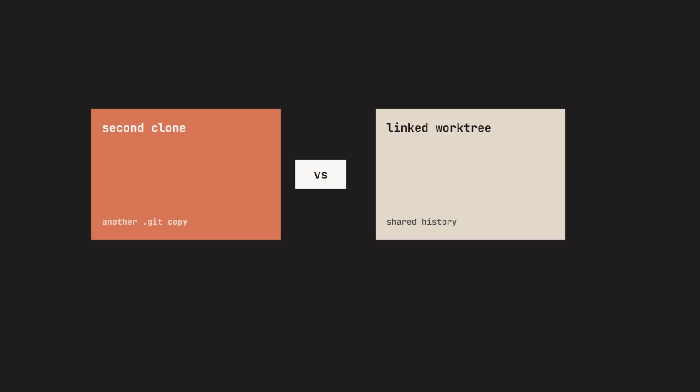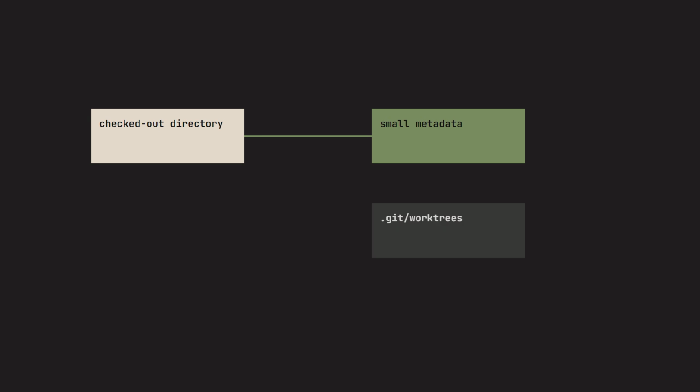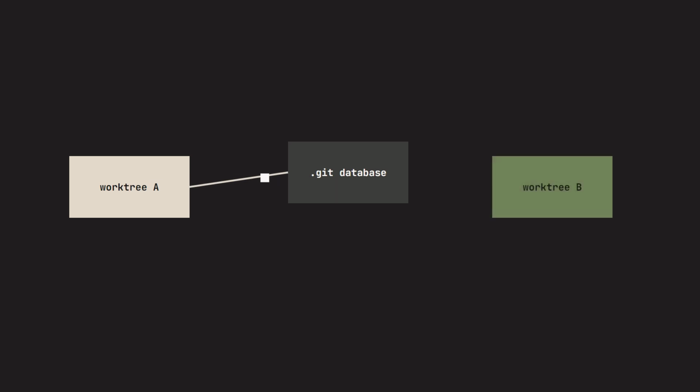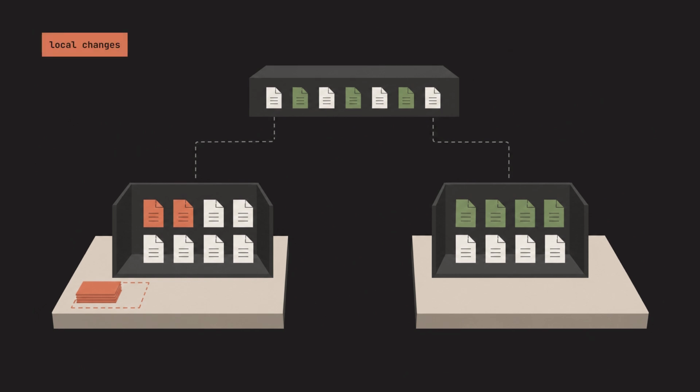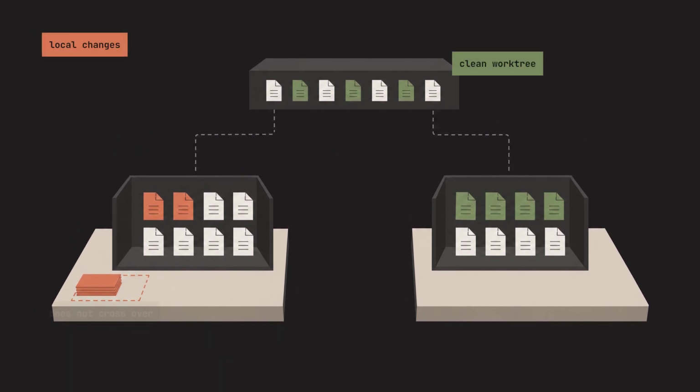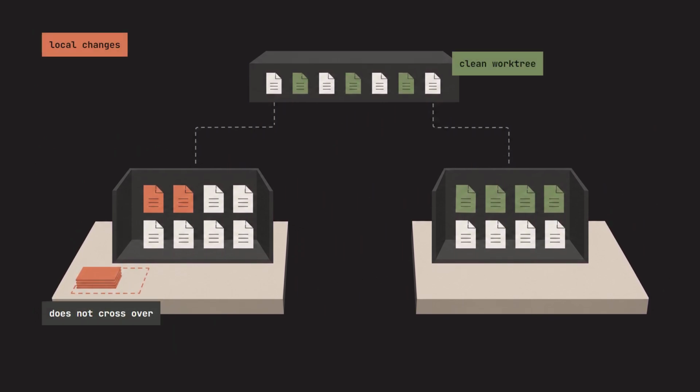That split is the reason worktrees are not the same as cloning the repository twice. A second clone duplicates the repository database unless you add extra sharing behavior. A linked worktree does not need another complete copy of history. It adds another checked out directory plus a small amount of administrative metadata. Now listen, if you commit from one worktree, the commit object exists in the shared repository, so the other worktrees can see it immediately. Uncommitted file changes are different. They belong to the specific working directory where those files live.